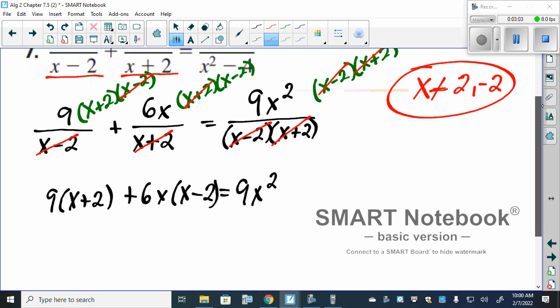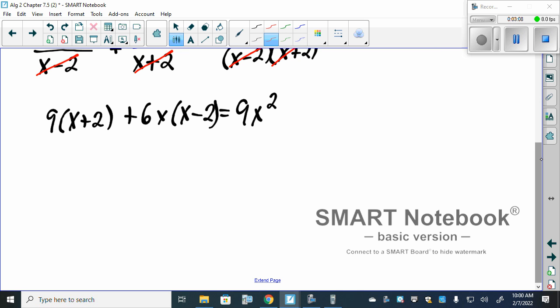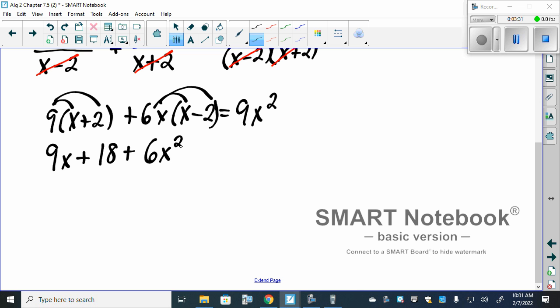Any questions on this so far about the restrictions or how we got to this part here? Now we just need to solve for the value of x. Here we can distribute the 9, and 9 times x is going to be 9x, plus 9 times 2 is going to give us 18, plus, now we can multiply through by the 6x. 6x times x is going to give us 6x squared. And 6x times negative 2 is going to be negative 12x, is equal to 9x squared.